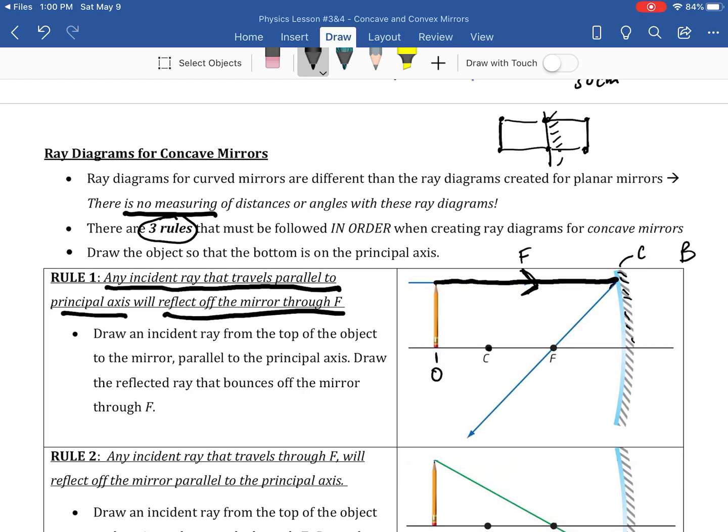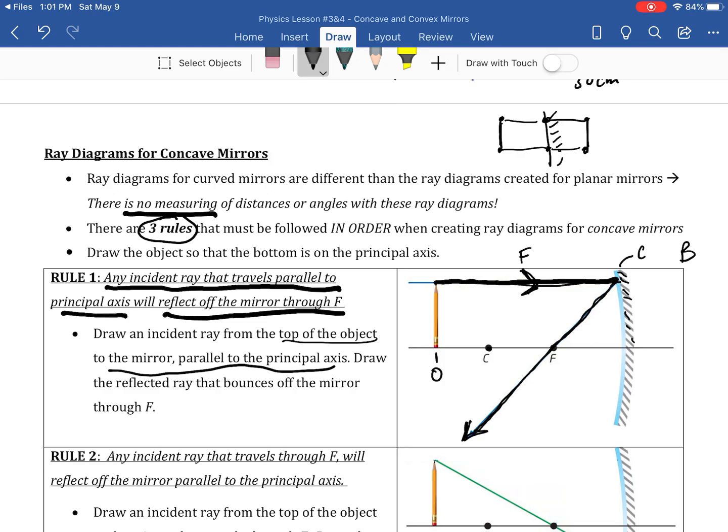Well, it reflects back straight through the focal point. Remember, this is a converging mirror, so it's going to reflect straight back through the focal point. It needs an arrowhead because it's a ray. So draw an incident ray from the top of the object parallel to the principal axis, hitting the mirror. This means it's parallel, right? And then that reflects back straight through the focal point.